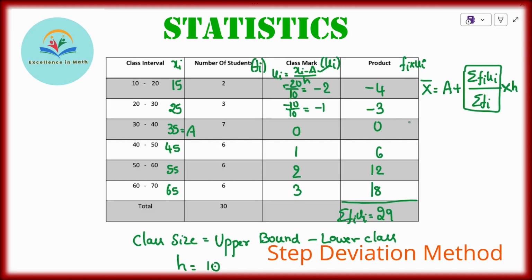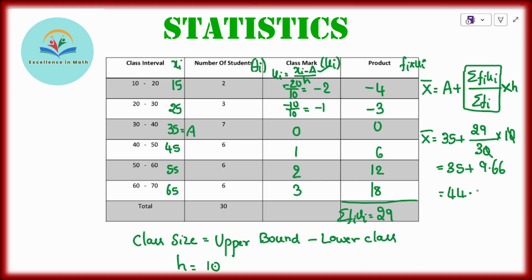Now let us try to substitute all the values in the formula. That is a is equal to 35 plus summation fi ui is what? 29 divided by 30 times 10. Right? So anyway, 0 gets cancelled. 35 plus 29 divided by 3. Again, when you divide 29 by 3, we will get 9.66. When you add it, the mean of the given data is 44.66.